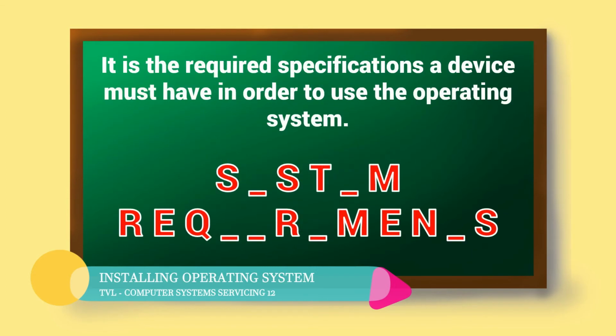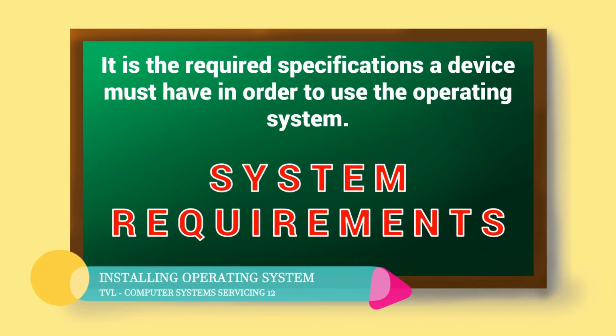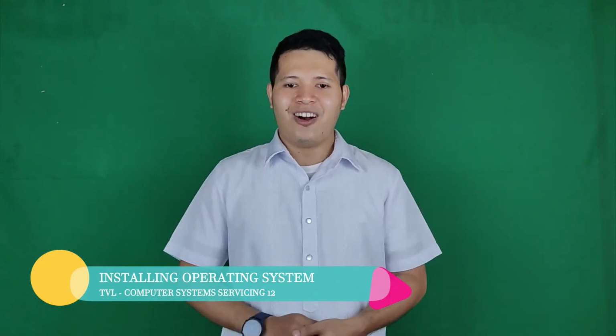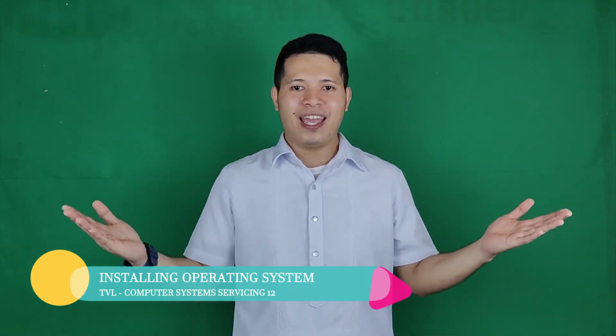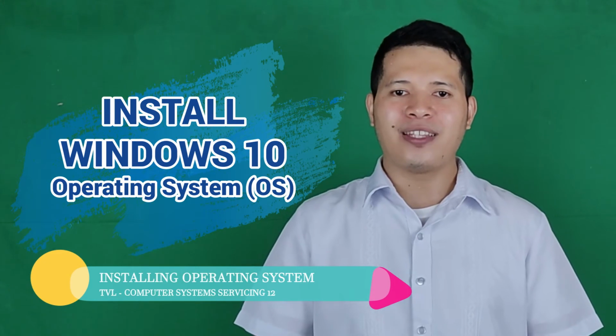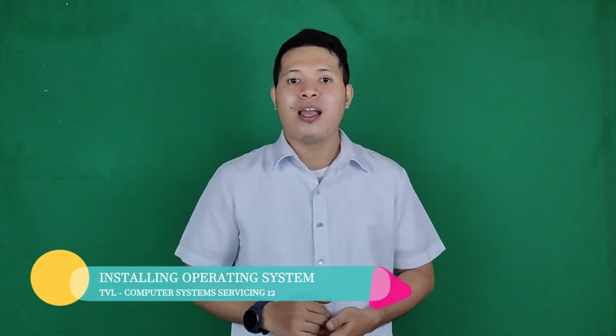Number 3. It is the required specifications a device must have in order to use the operating system. Correct! It is system requirements. Wow! You got it all right again! Now that you have learned the 3 difficult words or phrases, I believe you are now ready for our lesson. For today, we will be installing Windows 10 operating system. But there are a few things we need to know before we can proceed to install.